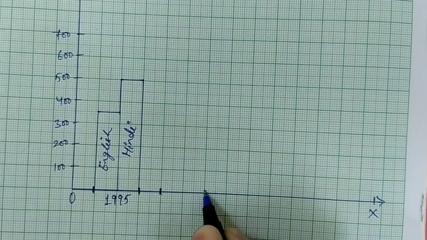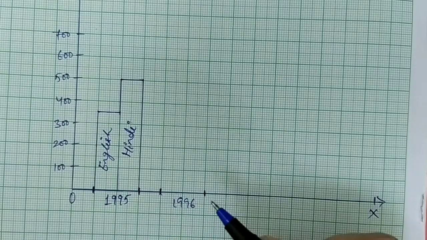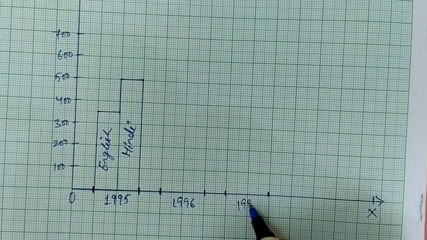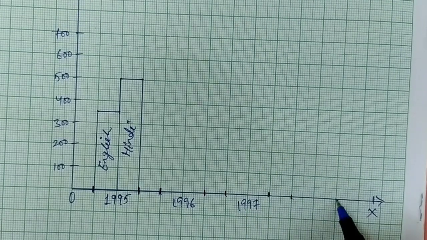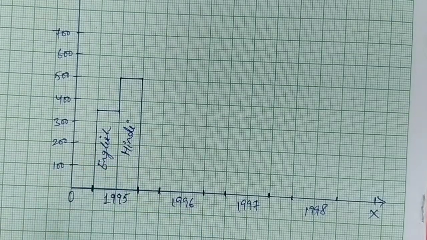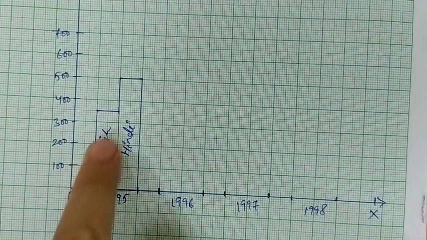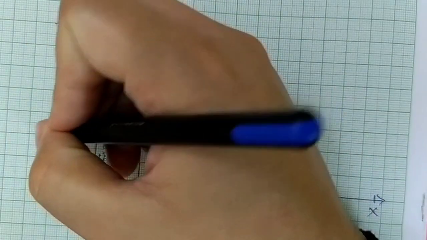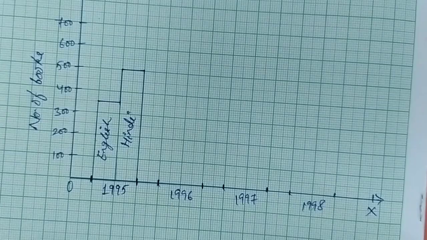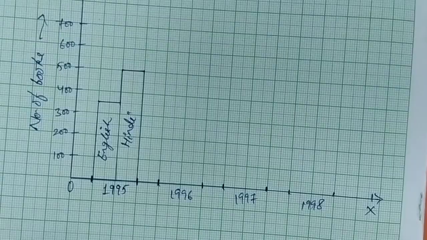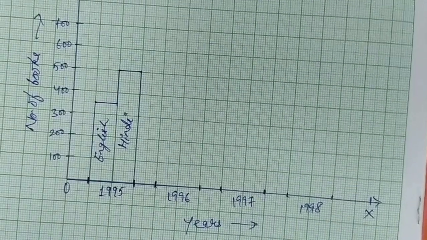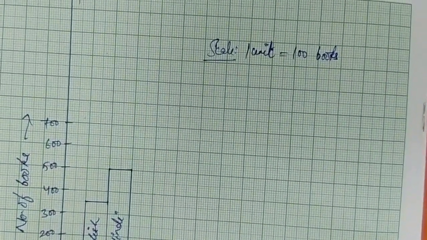So these two bars are 1995. Likewise, these two bars will show 1996, and these two bars will show 1997, and these two bars will show 1998. So I have drawn, this is a double bar graph. एक ही ईयर में मैं दो बुक्स को रिप्रेजेंट कर रही हूँ, और हेयर दिस इज द नंबर ऑफ बुक्स, ओके, and this is years. So this is the complete double bar graph.